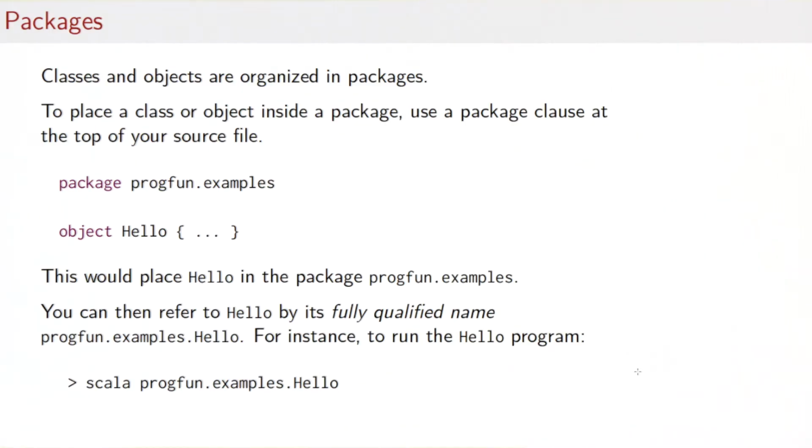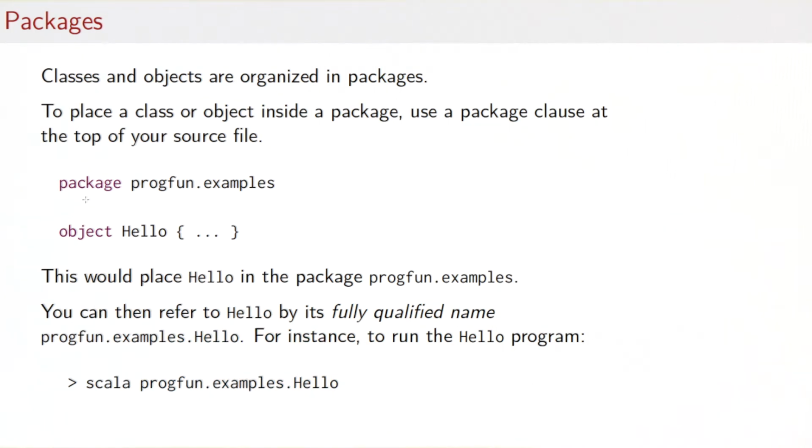So generally in Scala as well as in Java, classes and objects are organized in packages. You can place your class or object inside a package simply by adding a package clause like package procfun.examples at the beginning of your source file. And that would put every class or object you define later on in that package. And once you've done that, then you can refer to the original object or class by its so-called fully qualified name. So the fully qualified name is the name of the package and then a dot and then the name of the object or the class.